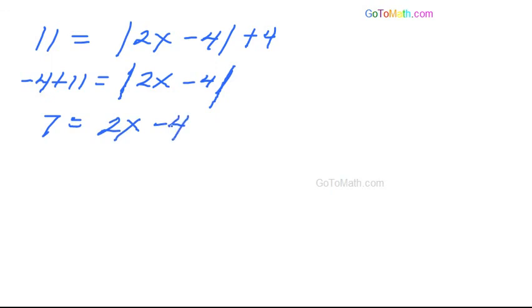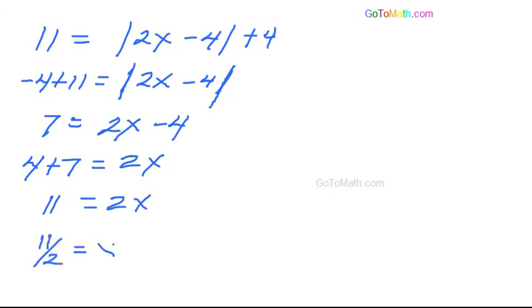Okay. So let's go ahead now and take the 4 over to the other side. So we have 4 plus 7 is equal to 2x. And what do we got going on here? 11 is equal to 2x. Take that 2 diagonally down. So we have 11 over 2 is equal to x. Right?